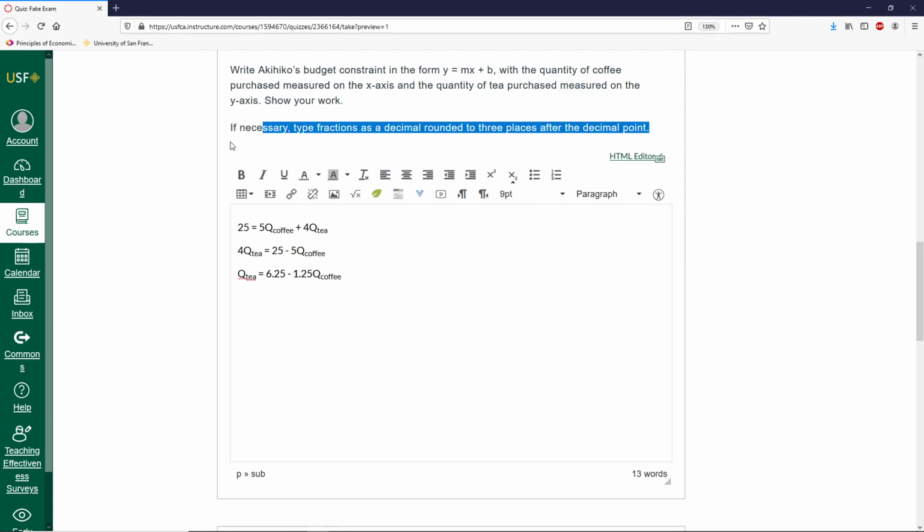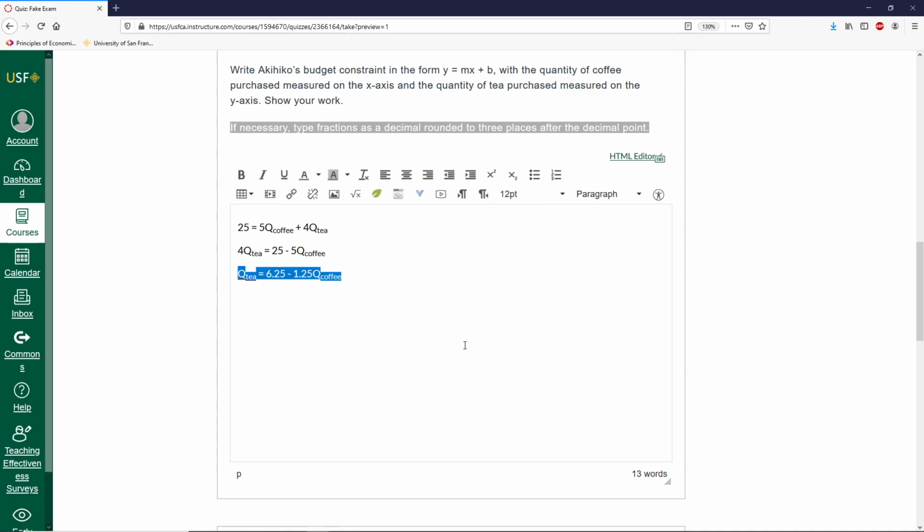Also note this little bit here in the directions. If necessary, type your fractions as a decimal rounded to 3 places after the decimal point. That's just because, in my opinion, it's easier to read in text like this when you're typing it down. It's easier to read decimals compared to fractions. So anytime you have a fraction, please do it like this instead, as a decimal. Okay, just because it'll make it easier for me to read.